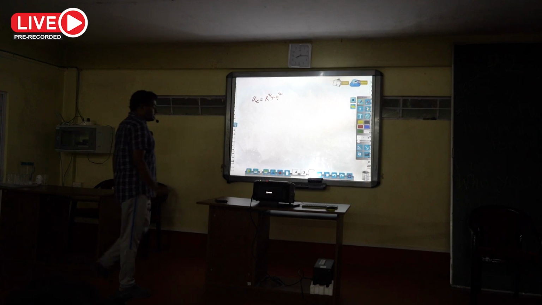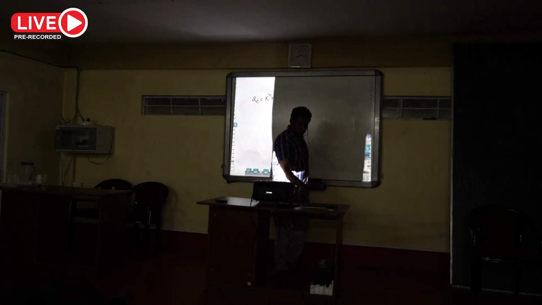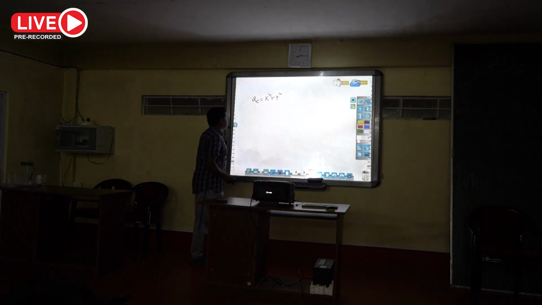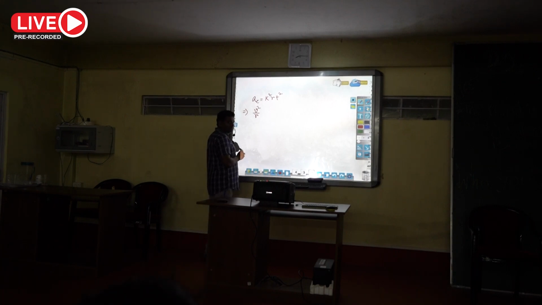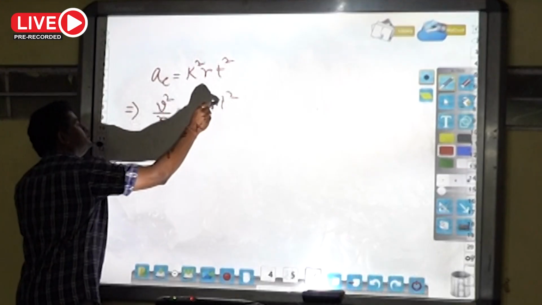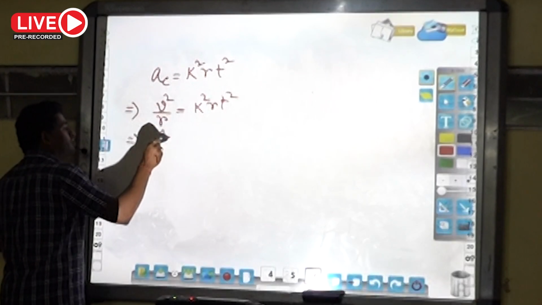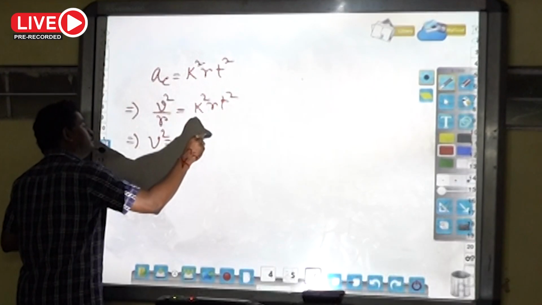So now what happens? We know its form is v square by r. Sir, but centripetal acceleration cannot change speed. Only tangential acceleration changes speed. Yes, the tangential one is there. So v square by r is centripetal acceleration, so it will be k square r t square. Just multiply r, so you will get v square equal to k square r square t square.